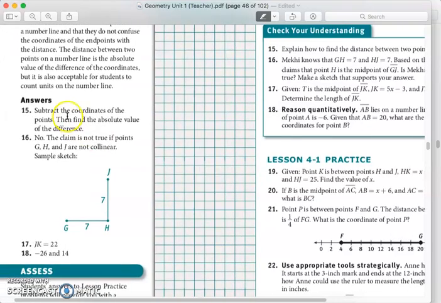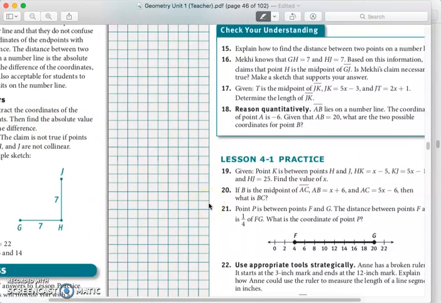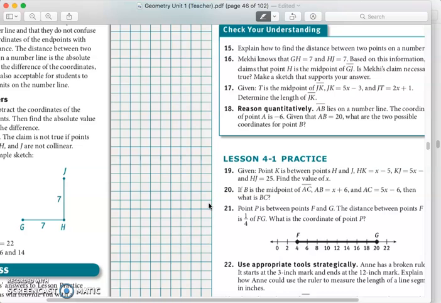Okay, so number 15, how to find the distance between 2 points. We've talked about that. You just subtract the coordinates of the point. Do the big one minus the little one. That'll give you the length between the 2 points.